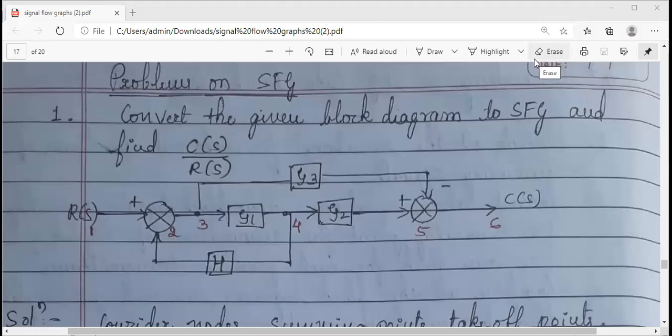Still, you require more practice. So I'm repeating again: do practice a lot of problems on block diagrams. Take the question papers, check if any questions are there on block diagram reduction, take them, find out the answer, and for verification you can cross-check with each other, or even send it to me.